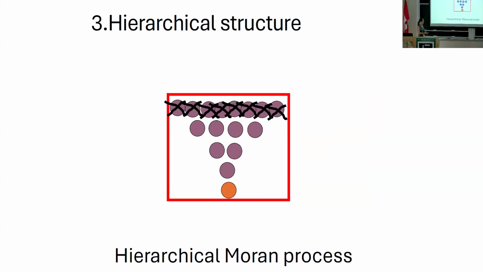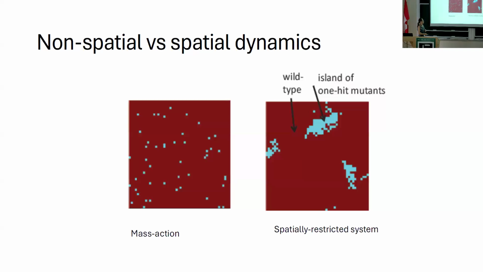Whoop, what's going on? Sorry. So here, each of those mutants is competing with everybody else. And the mutants' prospects are grim because the fitness is lower. Here, the mutants are competing with their neighbors.